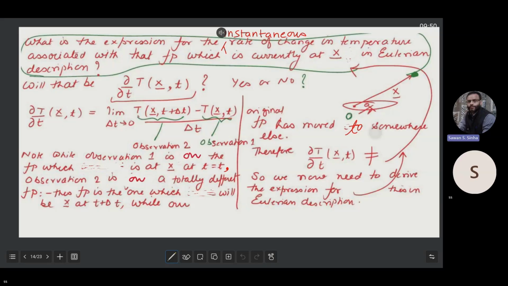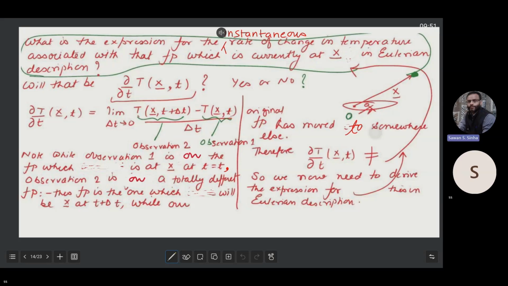Similar why? Because I am asking the rate of change of temperature associated with a fluid particle. Last time also I asked the same. Why is it not the same? Because last time I was saying of that fluid particle which was at y. Now I have made a sort of compromise. Apparently it looks like a compromise. Whichever fluid particle is there at x, give me the rate of change. In that way, it is similar but not the same.